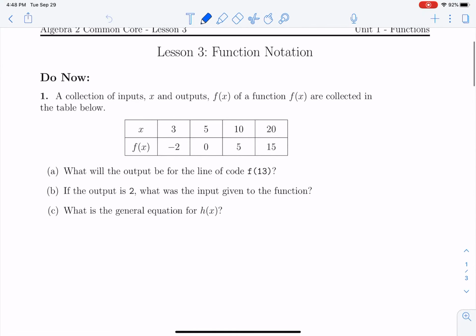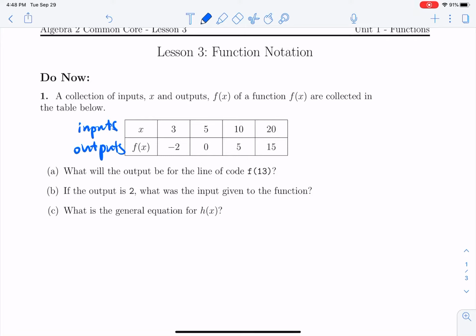All right, so in our do now here, we're told that we're given a collection of inputs, x, and outputs, f of x, of a function, f of x, and they're collected in the table below. Let's just take a look at the data we have there. So remember, x is our inputs, f of x is our outputs.